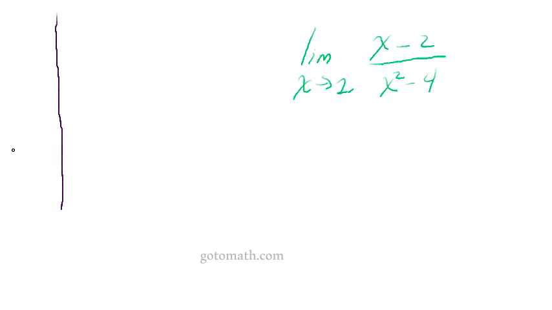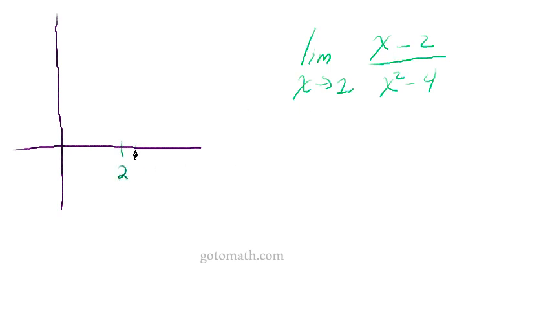Let's work in a different color. So we had the limit as x approaches 2 of x minus 2 over x squared minus 4. And let's sketch out something over here. We're approaching 2. Okay, we'll say 2 is right here on the x-axis.